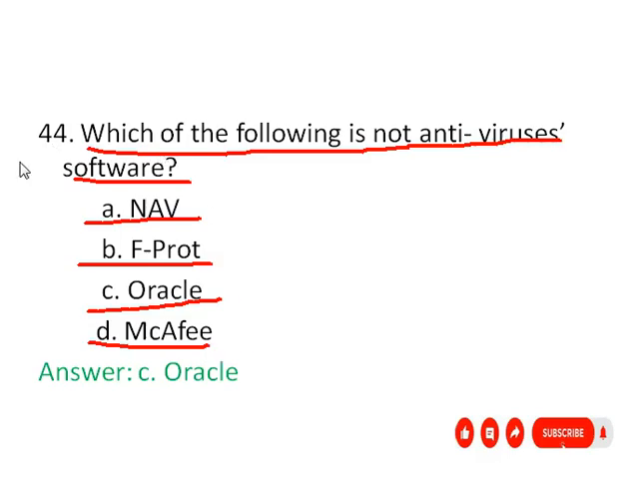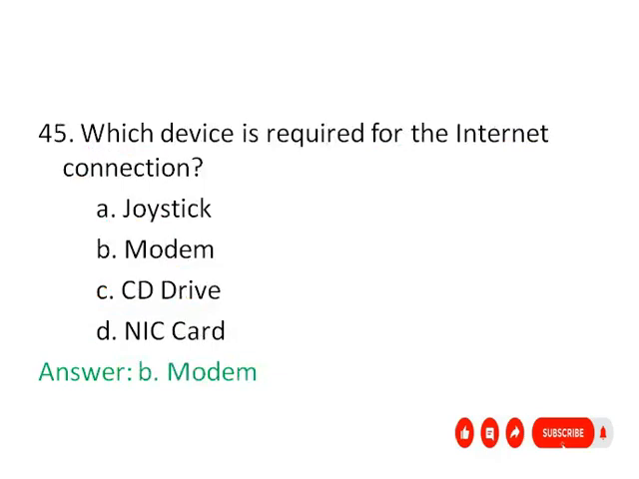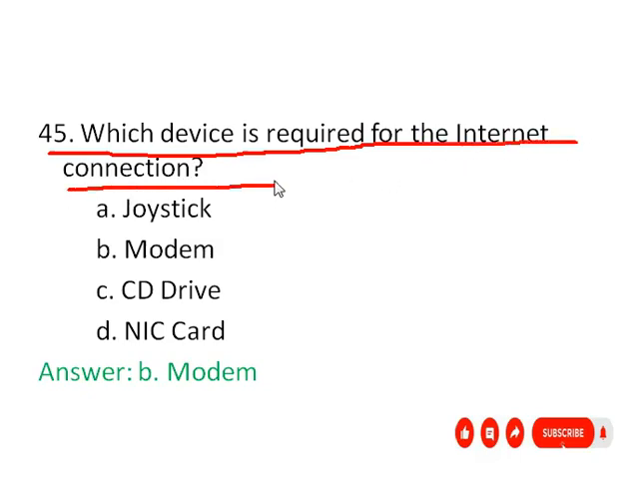Oracle is a database software, not antivirus software. So here correct answer is option C, Oracle. Our next question is, which device is required for the internet connection? Option A, joystick. Option B, modem. Option C, CD drive. Option D, NIC card.